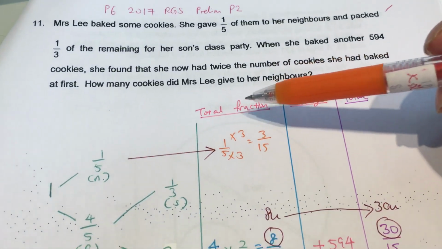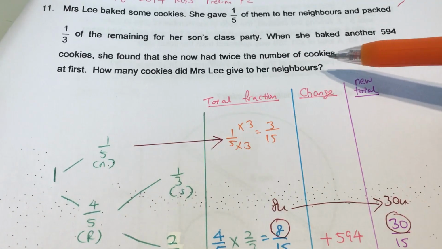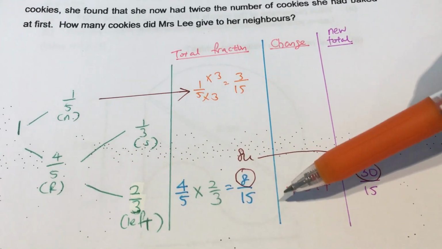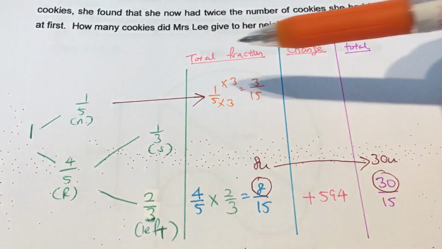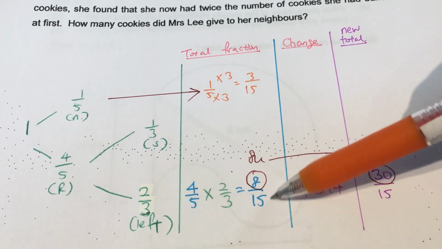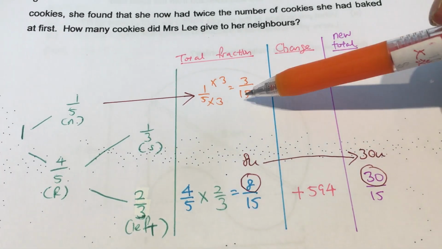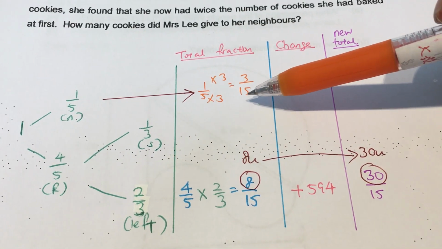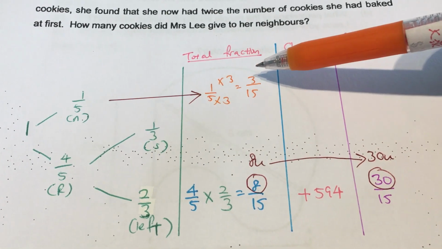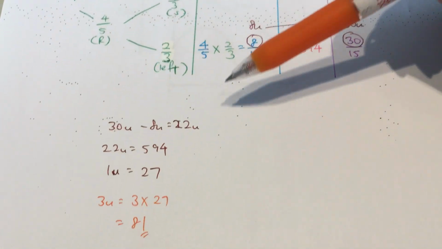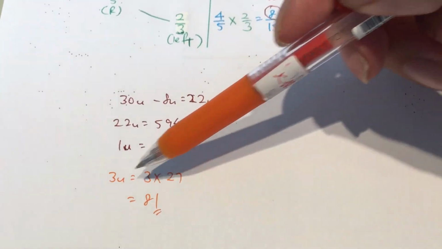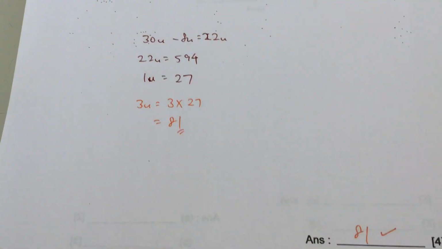And then how many cookies did Mrs. Lee give to her neighbor? Again, 1/5 should be expressed as 3/15 to be consistent, because this is based on 15. Yeah, so to get the same denominator, you multiply by 3, you get 3/15, and so it's 3 units here, so we have 1 unit times 3, which is 81 cookies.